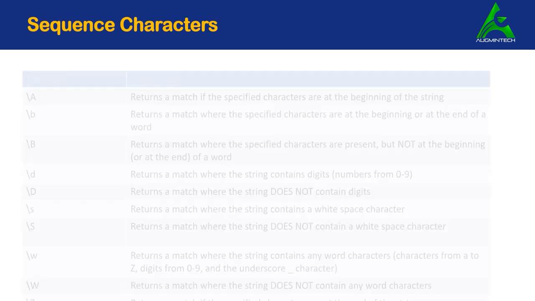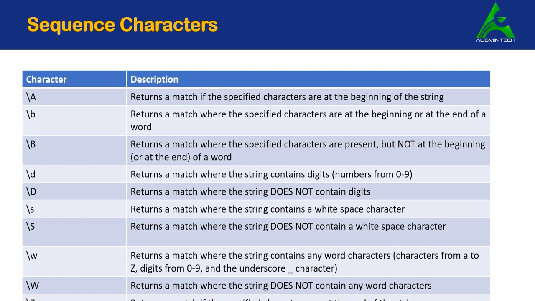Now let's see what are sequence characters. Sequence characters are a slash followed by characters which have a special meaning. We have slash capital A that returns a match if the specified characters are at the beginning of the string. Then we have slash small b that returns a match if the specified characters are at the beginning or at the end of a word. Then we have slash capital B that returns a match if the specified characters are present but not at the beginning or at the end of a word.